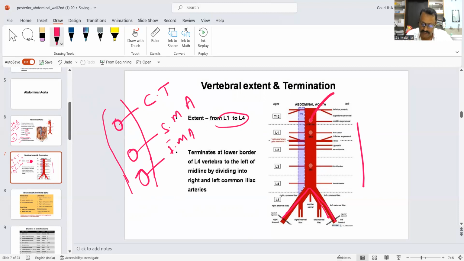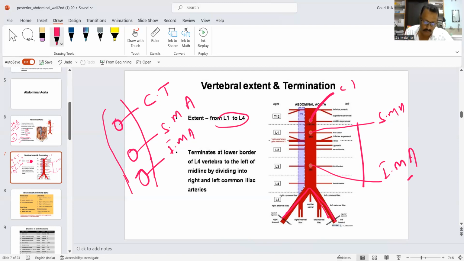This is the celiac trunk. Then we have the superior mesenteric artery, and this one is the inferior mesenteric artery. The celiac trunk is at the level of T12 and L1, the superior mesenteric artery at the level of L1, and the inferior mesenteric artery at the level of L3. So these are the three branches coming from the anterior aspect of the abdominal aorta.